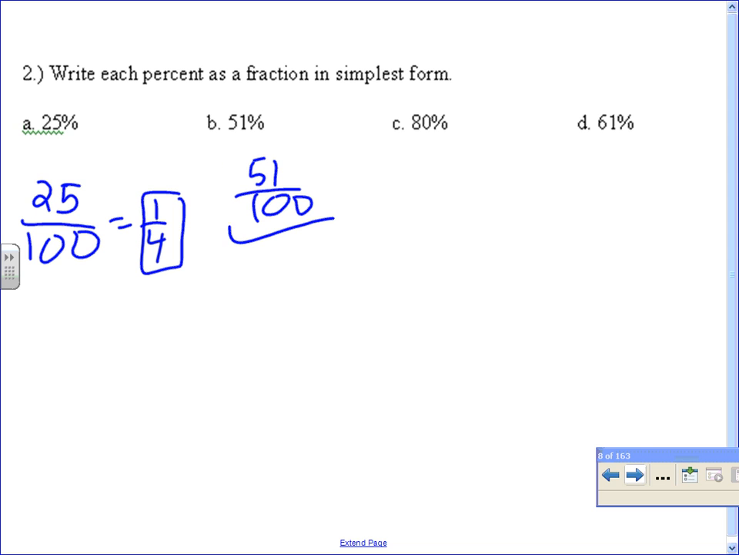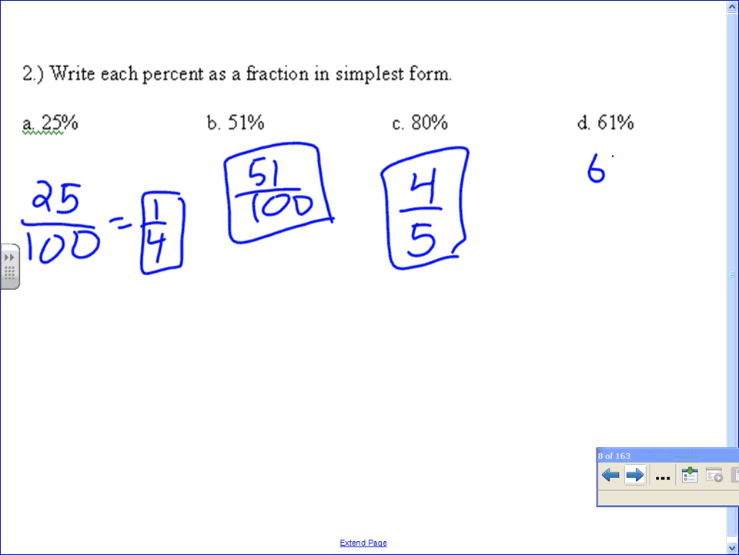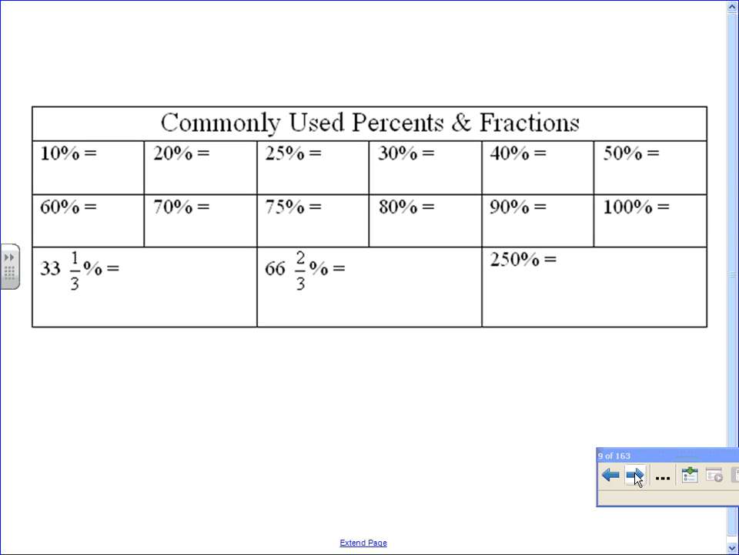Good. And Justin, why do we have to leave that one like that? Yeah, can't go any further. Emma H., letter C. Good, 4/5. Letter D, Mary. Awesome, 61 over 100. Okay, questions on that part? Those are completely simplified. Okay, let's go to the box below where it says commonly used percents and fractions.